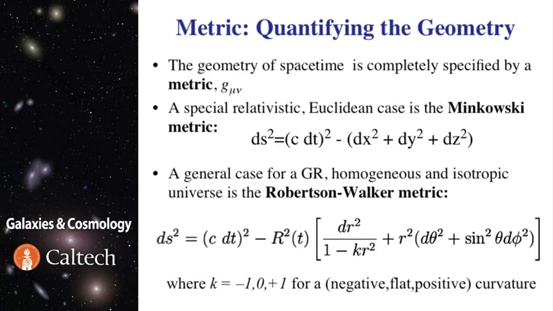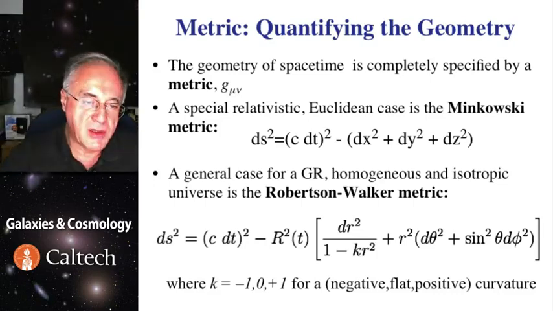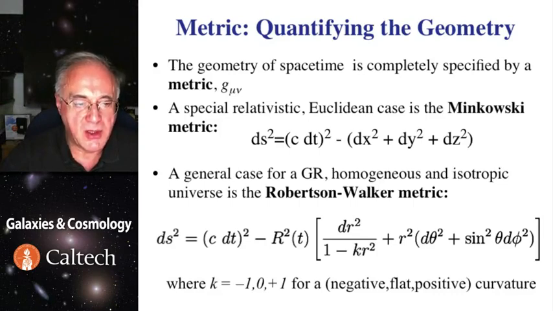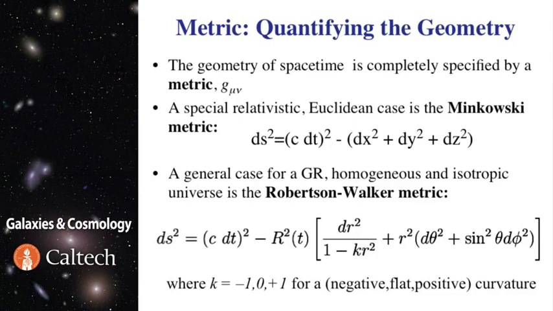you have to introduce the time element, and for reasons that we don't need to go into, it is expressed as the square of the time increment minus the spatial increment, the quadratic sum in 3 coordinates. But the very general case in general relativity for a homogeneous and isotropic universe is the Robertson-Walker metric. Remember that we introduced homogeneity and isotropy as means of simplifying general relativity. A homogeneous universe means it's the same everywhere and isotropic in all directions, and therefore only the radial coordinate would matter.